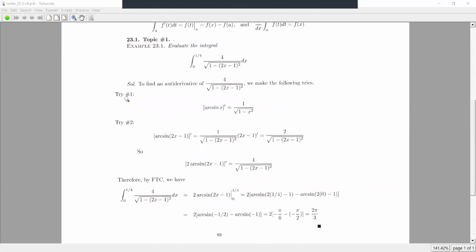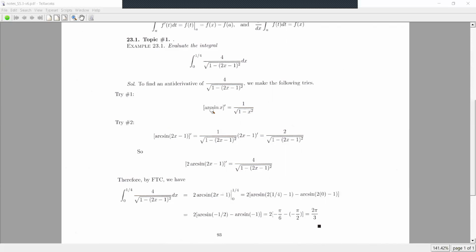So my first try is arcsine. The derivative of arcsine, by formula, is 1 over the square root of 1 minus x squared. So this and this are close in structure, but not exactly. Here the function is 1 minus (2x minus 1) squared. Here it is just x. Now let me make a second try.